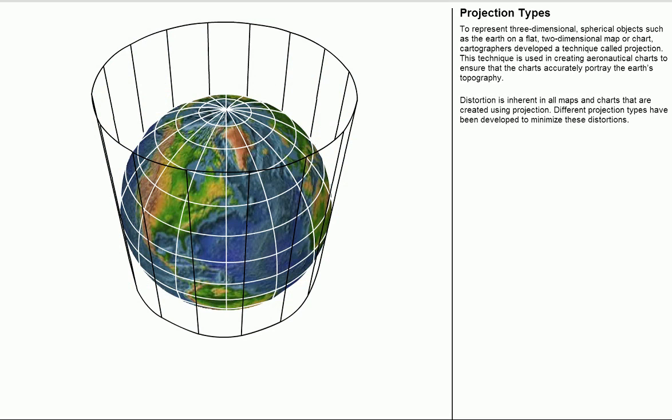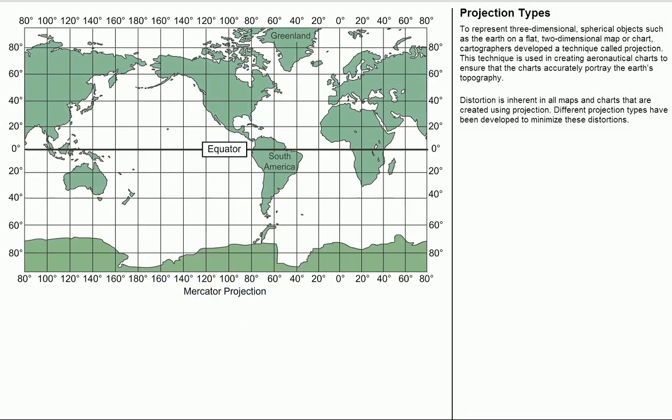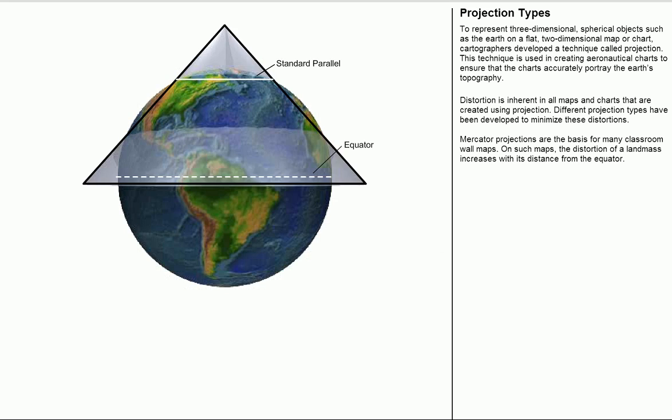Mercator projections are developed by transferring the surface of the Earth out into a cylindrical shape. The Earth's meridians and parallels are represented by two sets of parallel lines at right angles to each other. Mercator projections are the basis for many classroom wall maps. When projecting the Earth's surface onto a cylinder, distortion of a land mass increases with its distance from the equator. For example, despite the appearance of this map, Greenland is actually only 1/8 the size of South America.